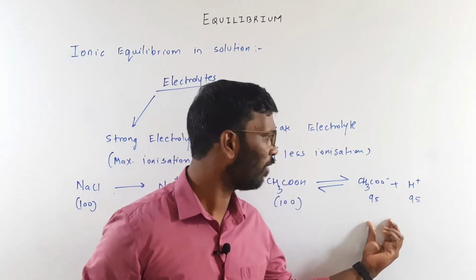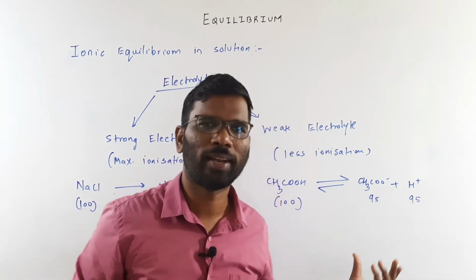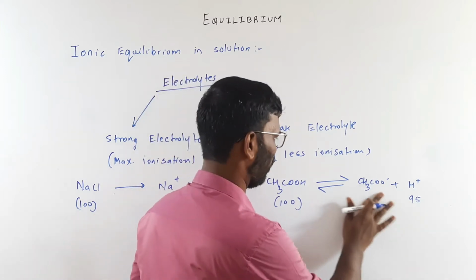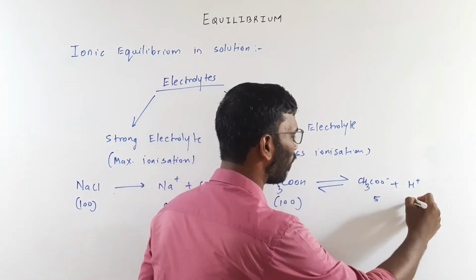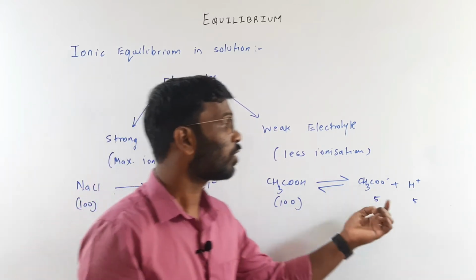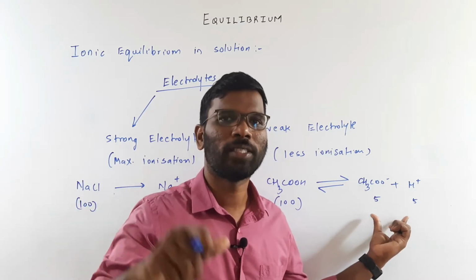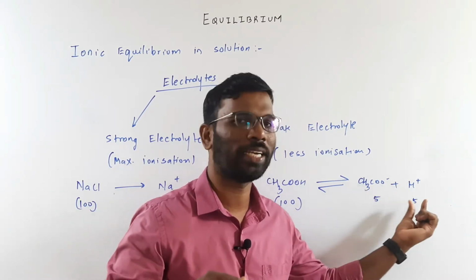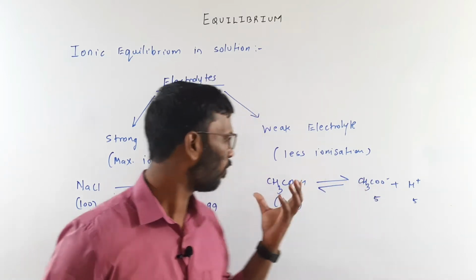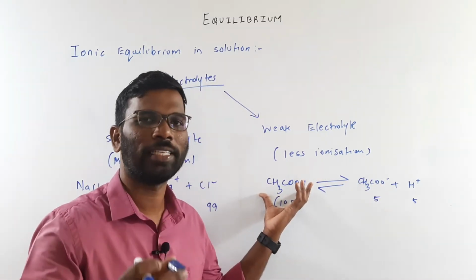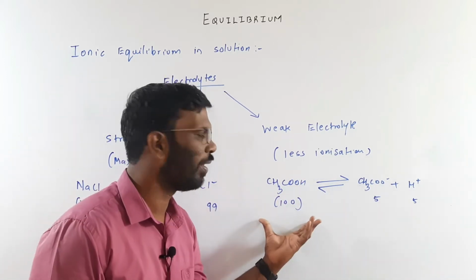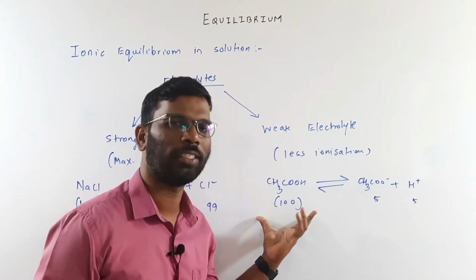Let me explain again. Equilibrium means, out of 100, just 5 molecules split as CH3COO minus, that is acetate, and H plus. Out of 100, 5 acetic acid molecules are splitting like this. The remaining 95 are remaining as acetic acid only.